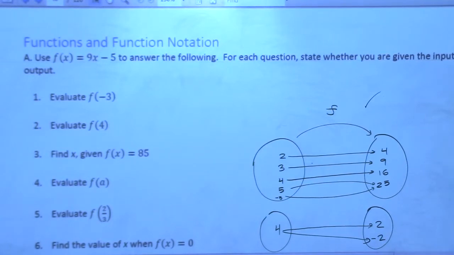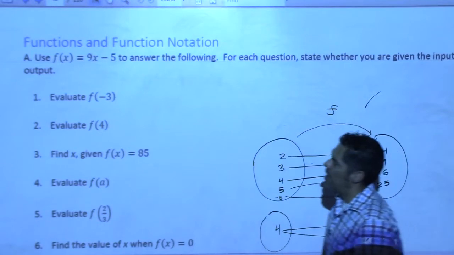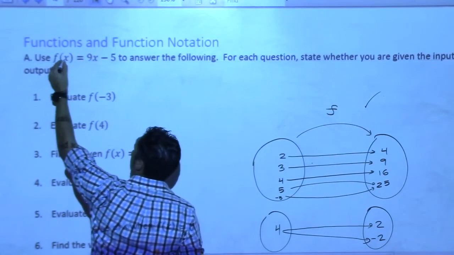So when we're sitting here, we're talking about functions and functional notation. We have to understand that when we write down f of x, that's the way we say that.